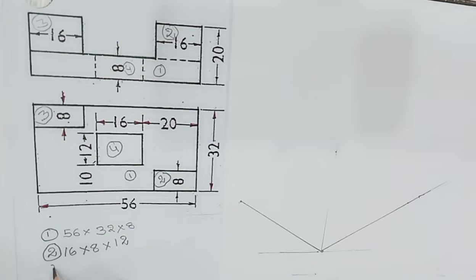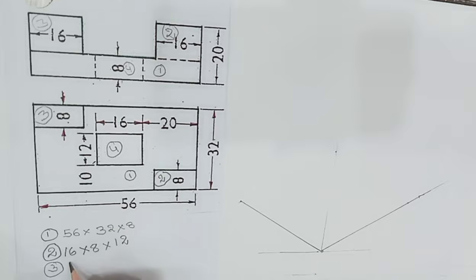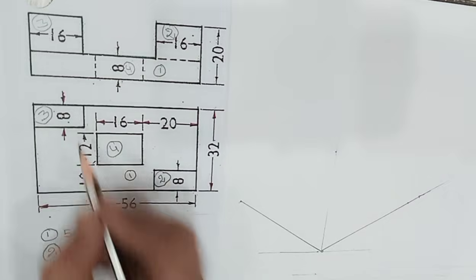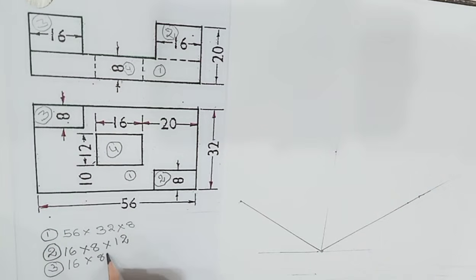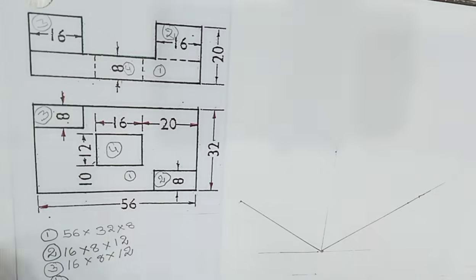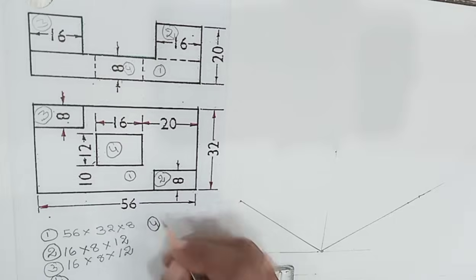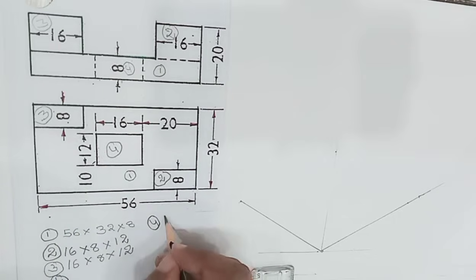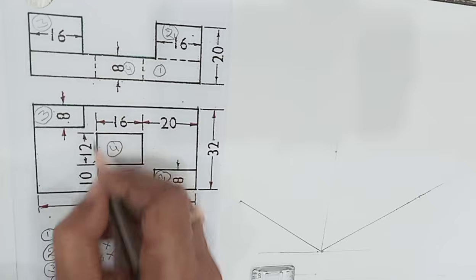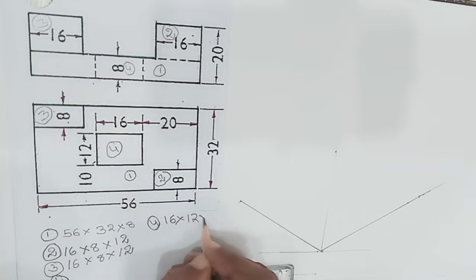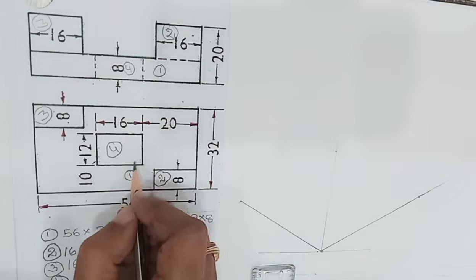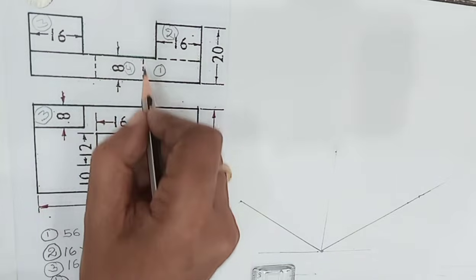Then third part also with the same dimensions. Say 16 is the length and 8 is the breadth, 12 is the height. Fourth part, say length is 16, breadth is 12 and depth is 8. This is the fourth part image in the top view. Related information, this is the front view.